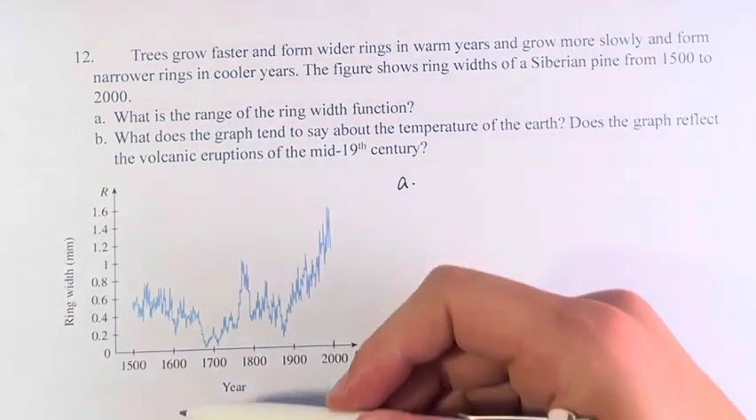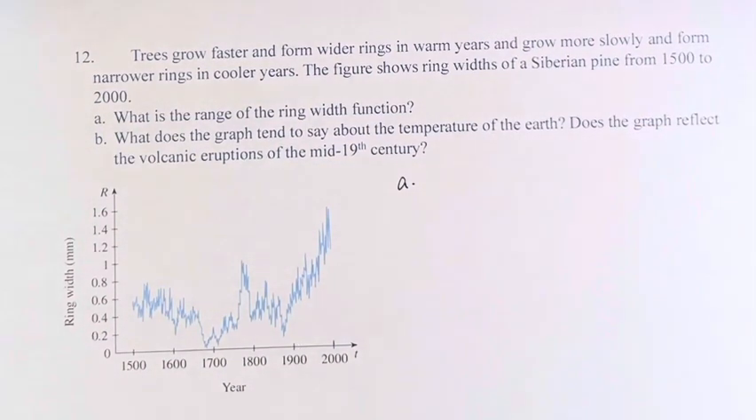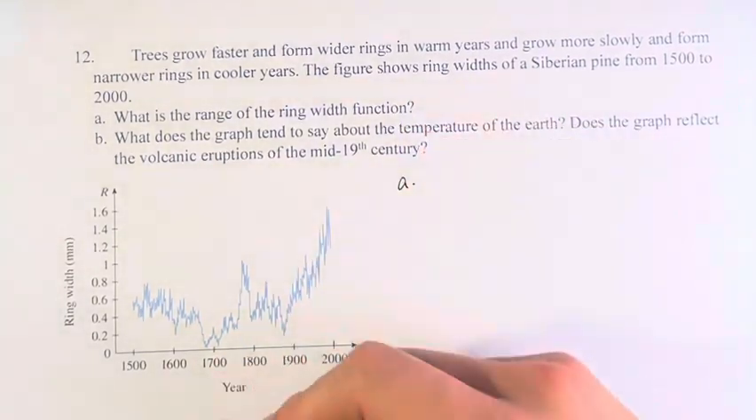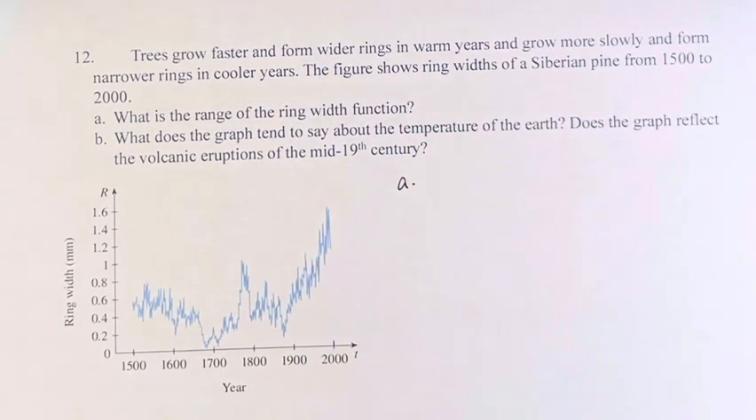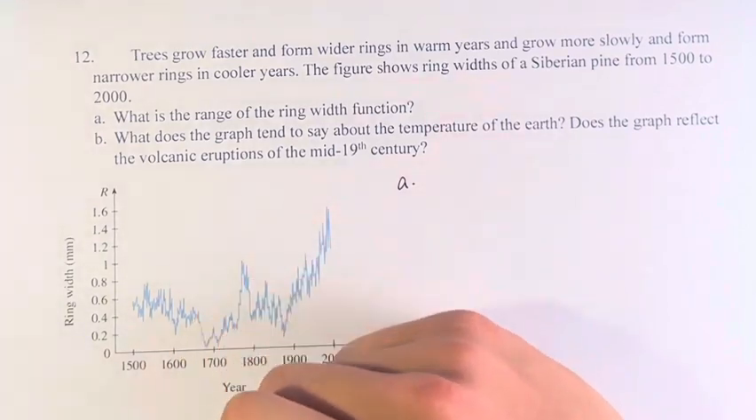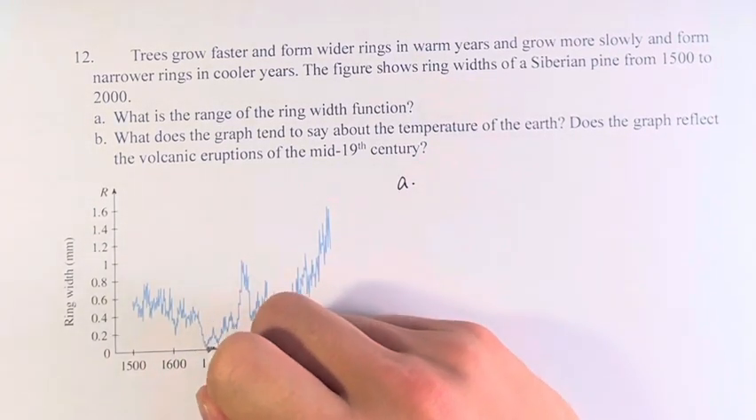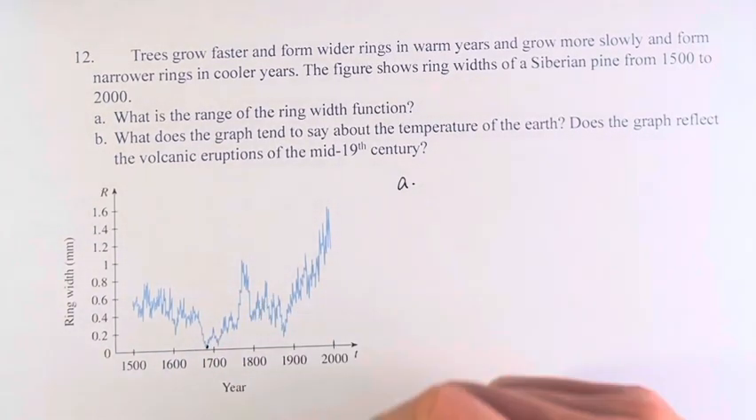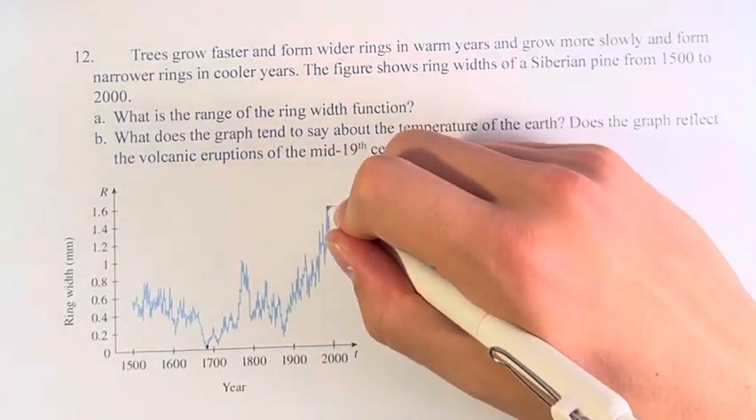The range is all the y values that the function can take. So we just have to find the minimum and the maximum. Because it's a continuous function, it'll hit all the points in between them. So the lowest y value is between this point and this point. I think it's this point right here. And the maximum is way up here.